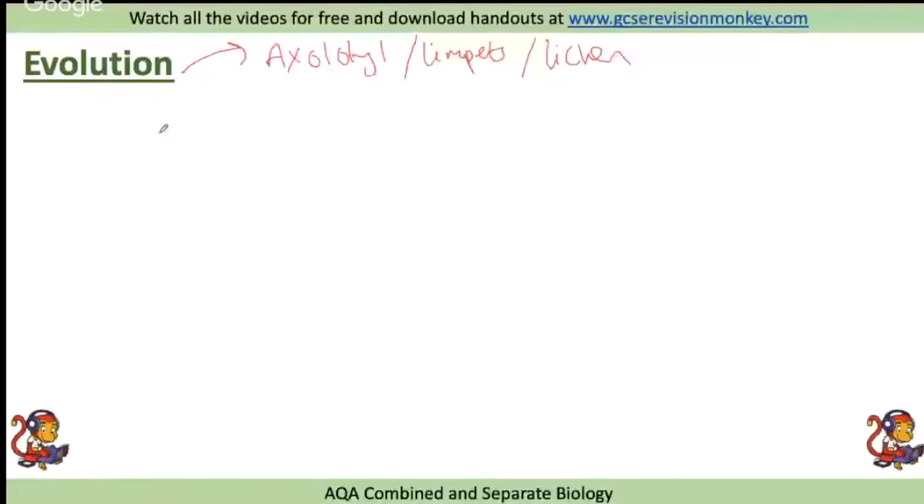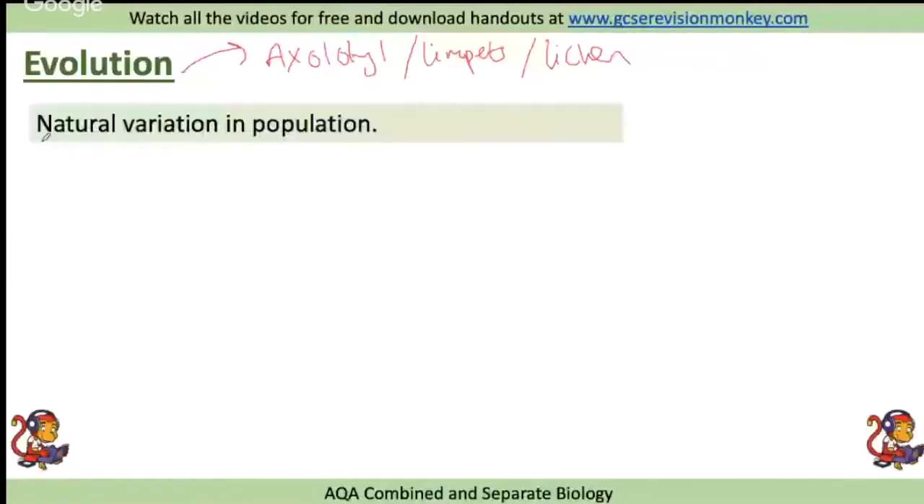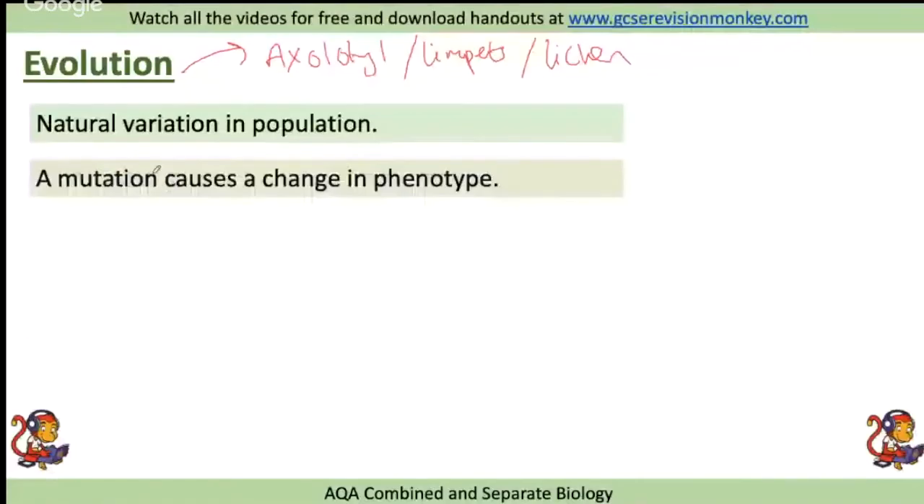Think about the framework for evolution by natural selection and try and get these answers in no matter what. So the idea that there's natural variation in the population anyway, and a mutation, which is a change in the DNA, causes a change in phenotype. If you remember, that's what the animal looks like. So if you can't remember phenotype, it's what the animal or plant looks like.